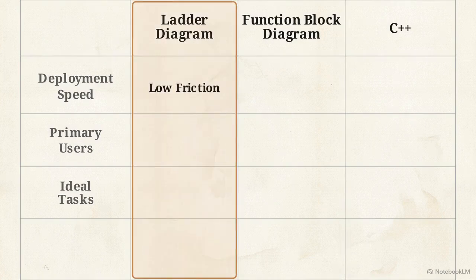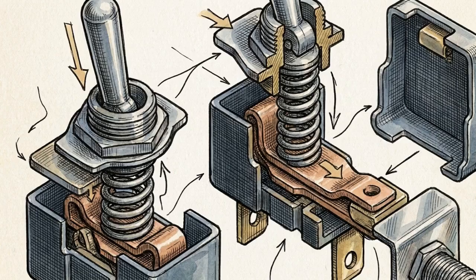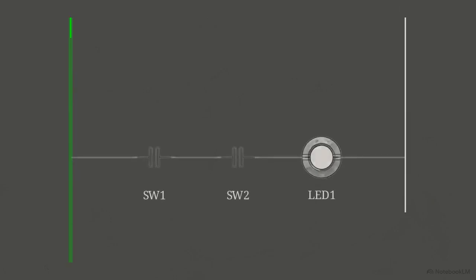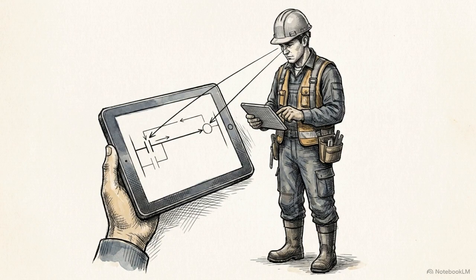Starting with ladder diagram. As a native standard, it offers low setup friction. You draw logic using virtual open contacts and coils that look exactly like electrical schematics. When you press both physical switches on the starter kit, the two visual contacts close on your screen, completing the circuit to energize the output coil and turn on the LED. This one-to-one mapping makes it highly readable for hardware-focused electricians.